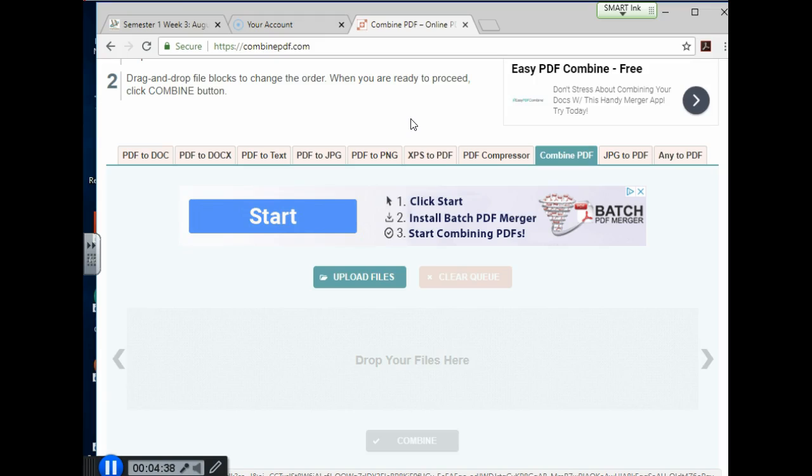Or if you have like Adobe on your computer and you can put all the files together, but that's expensive and I'm sure none of you have it. Then we'll roll with something like this or copying and pasting.